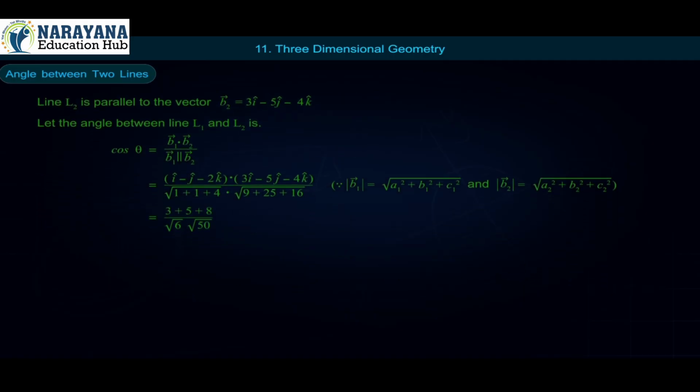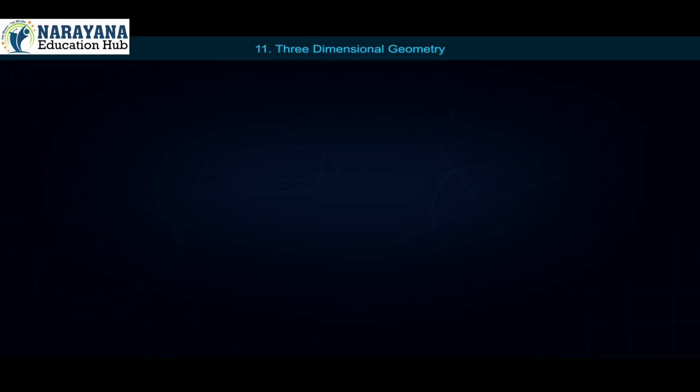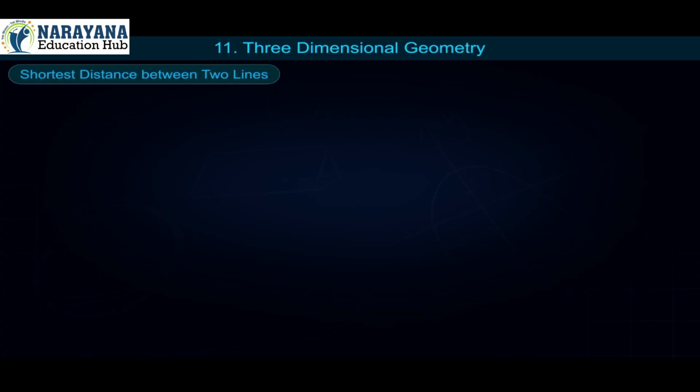it is equal to 3 plus 5 plus 8 upon root 6 into root 50, which is equal to 16 upon 10 root 3, which is equal to 8 upon 5 root 3. Therefore, theta is equal to cos inverse 8 upon 5 root 3. Shortest distance between two lines.